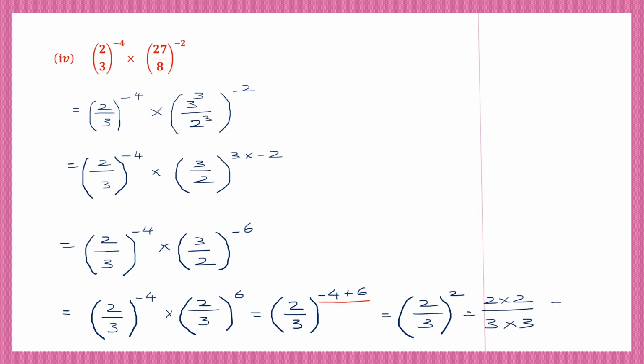So 2 2s are 4 and 3 3s are 9. So we have got a final answer. A final answer is 4 by 9.